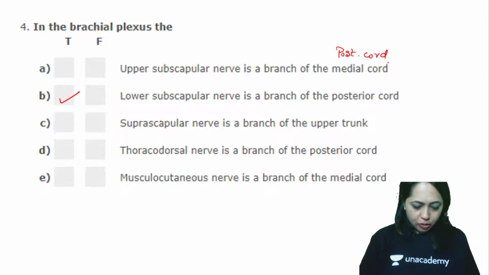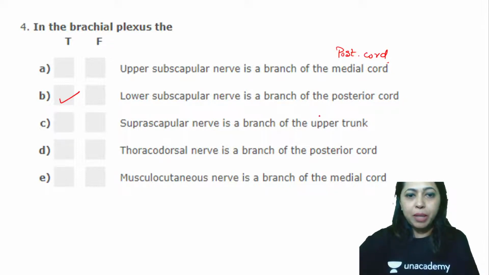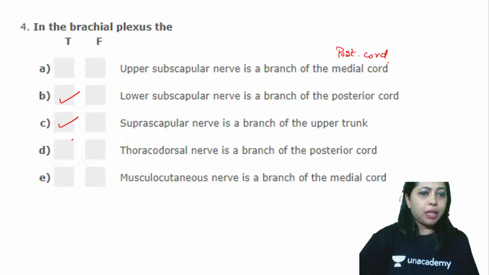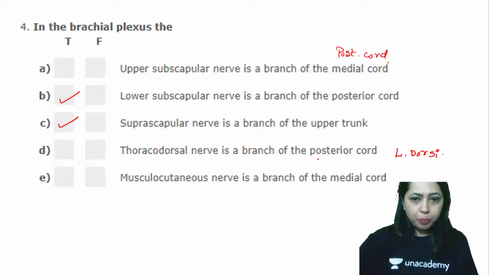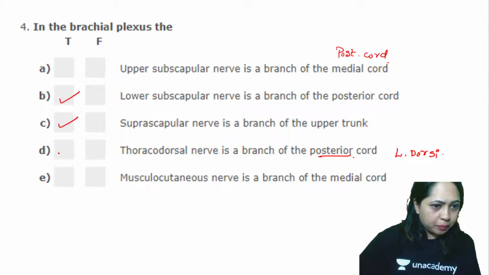What about suprascapular? Let's see who has written suprascapular. It is a branch from the upper trunk. That is correct. What about thoracodorsal? That is also called the nerve to latissimus dorsi. Thoracodorsal is from the posterior cord. That is correct.